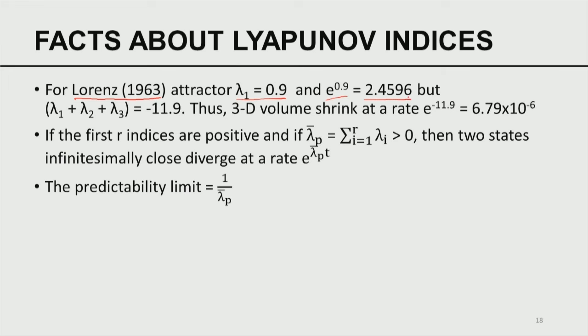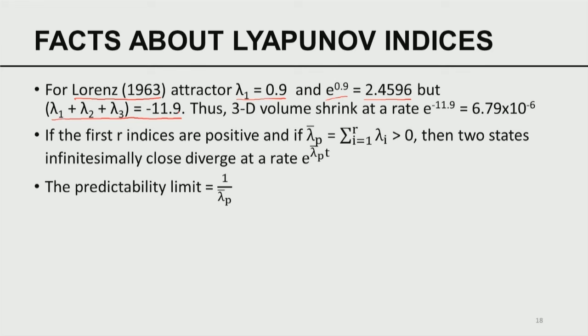Any line segment, any error along the line, will magnify at the rate 2.4596. That's the average rate of growth of errors. But the total Lyapunov indices for this is -11.9.